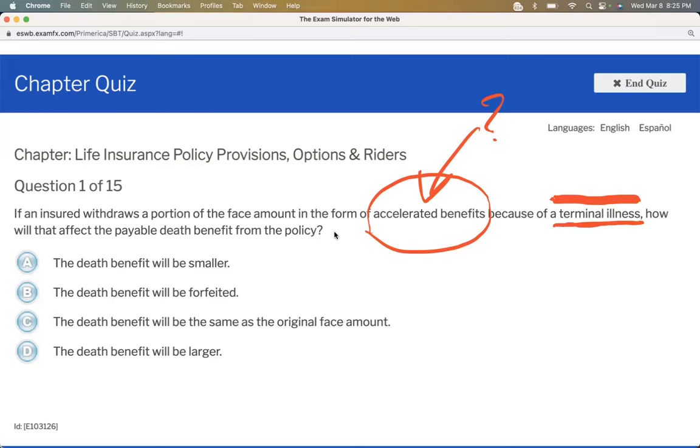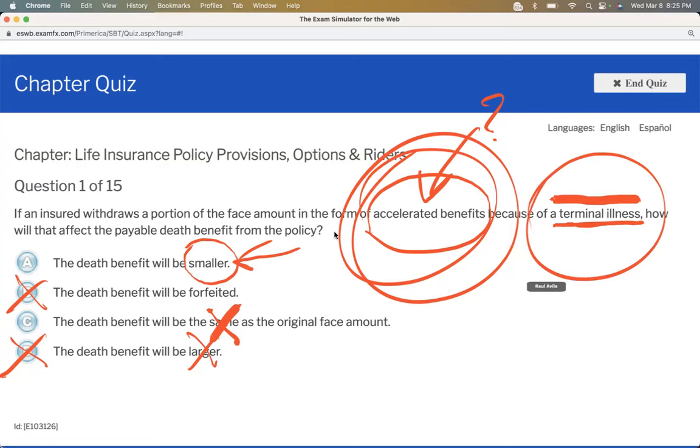But if you get it in advance, when you die, or when the person dies, is the death benefit going to be reduced to the beneficiaries? The beneficiaries get what? They get a smaller benefit. See that? It's not forfeited. So B is wrong. It's not larger. So D is wrong. See that? The death benefit will be the same? Nope, it's not the same. It's going to be smaller because you took some of it in advance because you were terminally ill. All right, that's good enough.